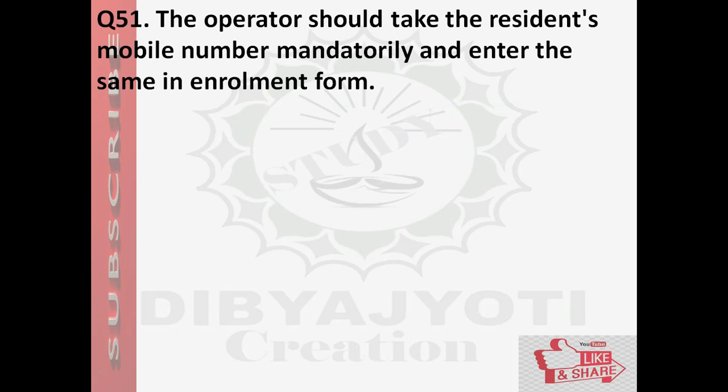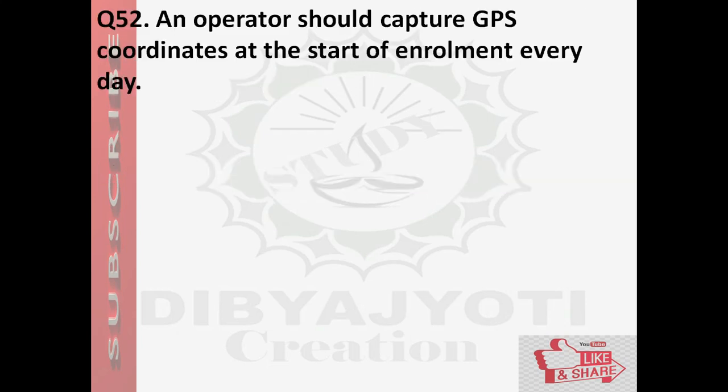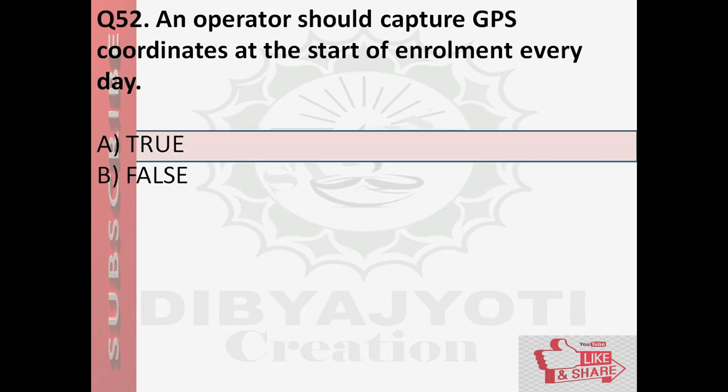Question number 51. The operator should take the resident's mobile number mandatorily and enter the same in enrollment form. Option A true, option B false, and answer is option B false. Question number 52. An operator should capture GPS coordinates at the start of enrollment every day. Option A true, option B false, and answer is option A true.